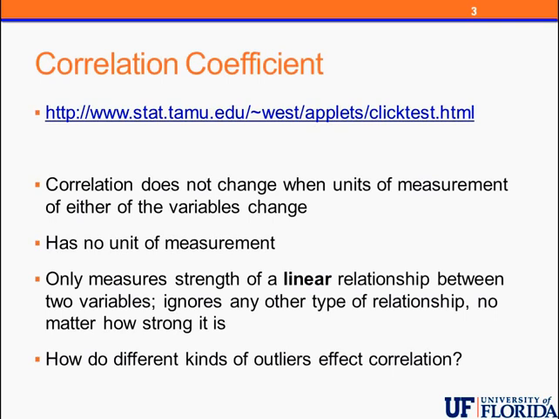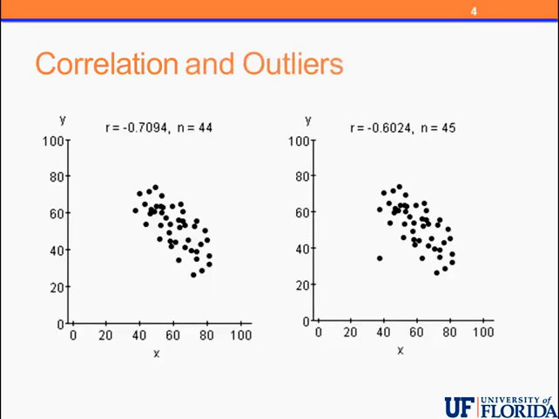One question we want to address is how do different kinds of outliers affect correlation? We're going to use the applet linked on this slide to illustrate, although we aren't using it for its original purpose. You can add and delete points. To begin, I created a basic scatter plot. Then I added an outlier that is not in line with the pattern.